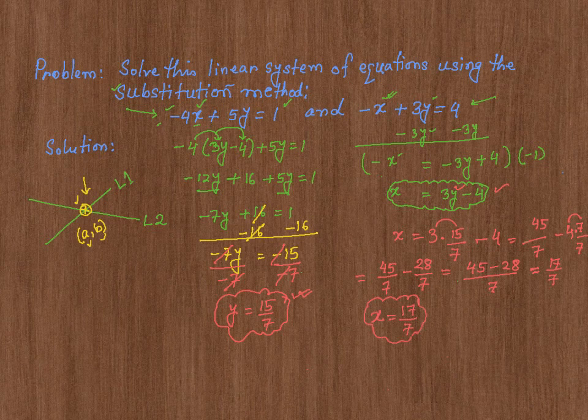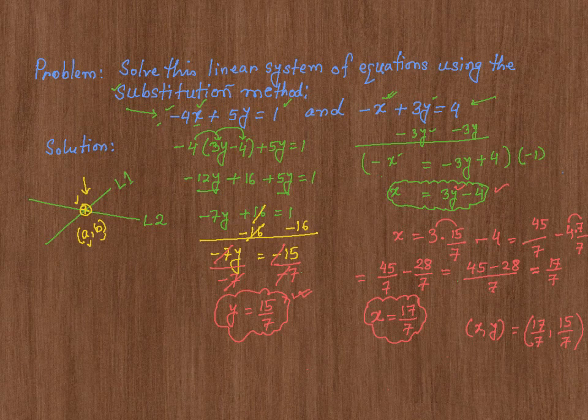Now I just found the x and y. So my pair x comma y is equal to 17 over 7 comma 15 over 7. Now let's sketch it and show you what's going on.